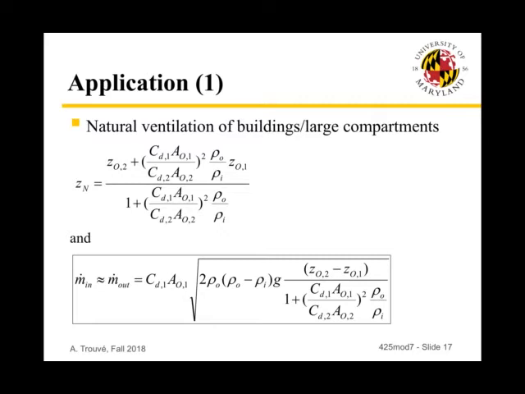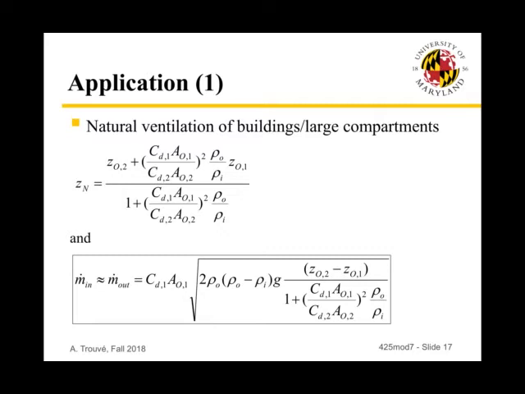And what we have on this slide here is the expression for the mass flow rate for that system, and we see now that we have an expression that depends on the surface area of the vents, AO1, AO2, depends on the flow coefficient for each vent, CD1, CD2, depends on the change in elevation from the lower vent to the upper vent, ZO2 minus ZO1, and depends also on the mass density rho I that corresponds to the mass density of the gases inside the compartment.